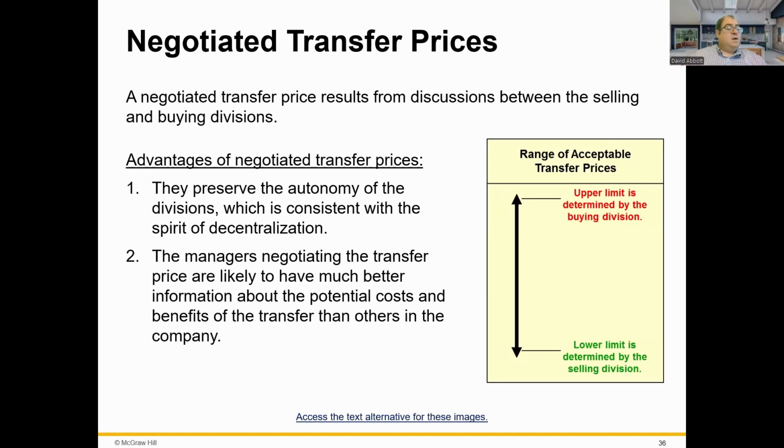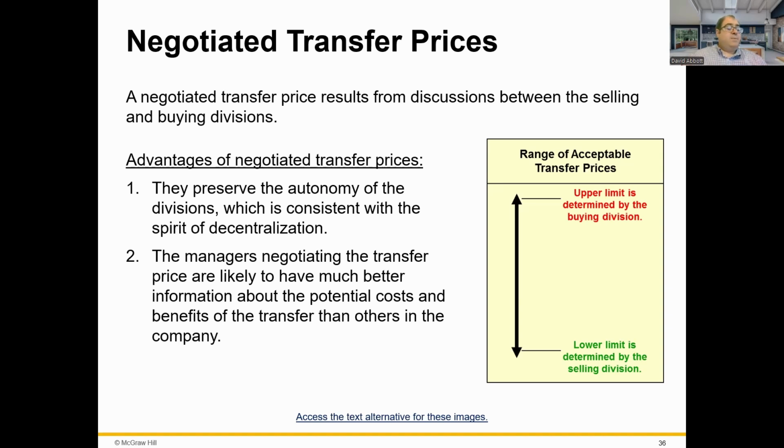So negotiated transfer prices. A negotiated transfer price results from the discussions between the selling and the buying division. Negotiated transfer prices have two advantages. They preserve the autonomy of the divisions, which is consistent with the spirit of decentralization. And the managers who negotiate transfer prices are likely to have much better information about the potential costs and benefits of the transfer than others in the organization.